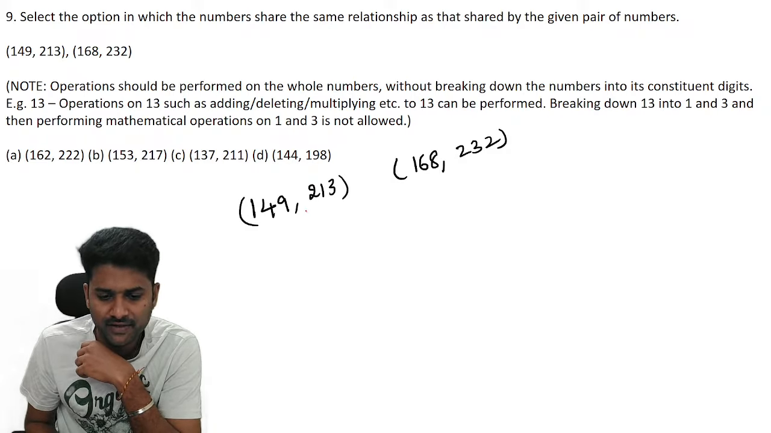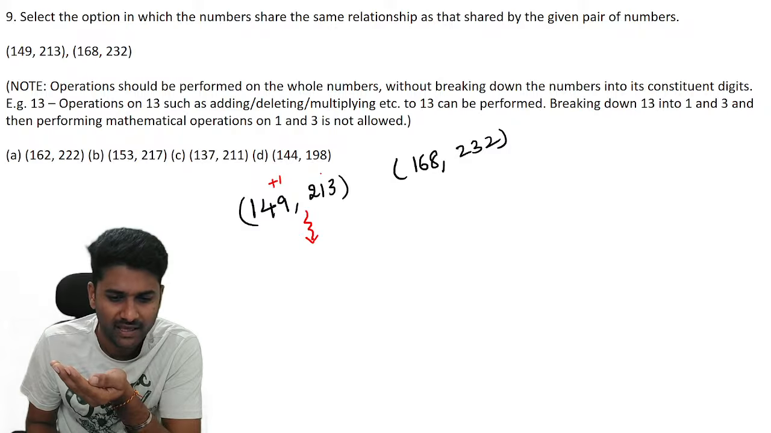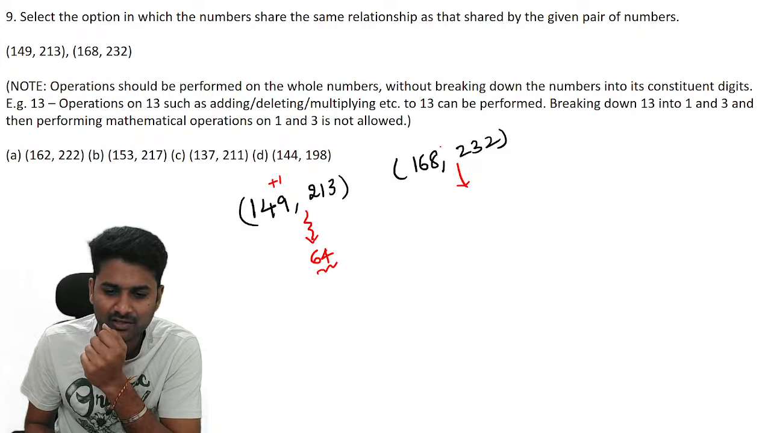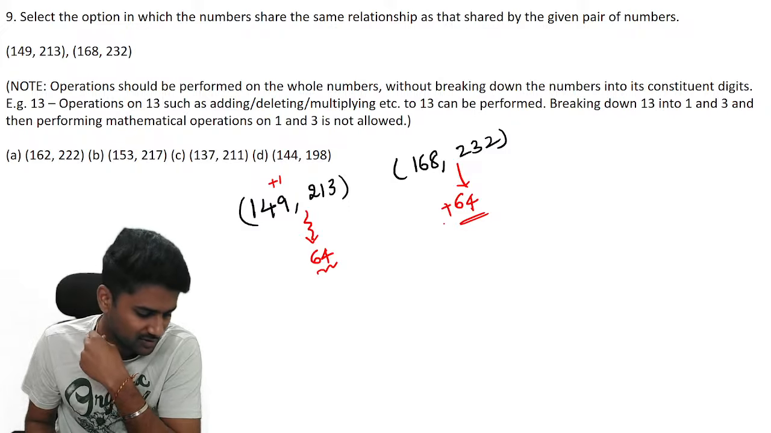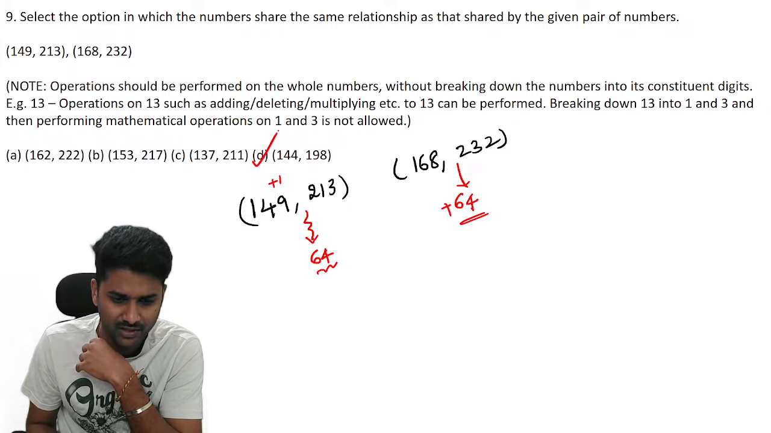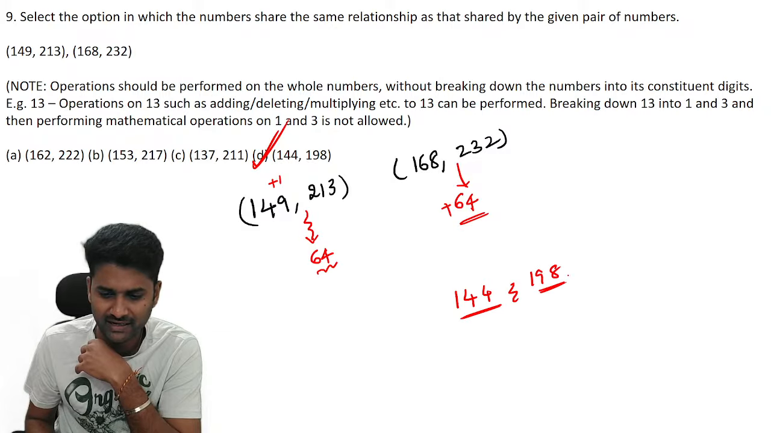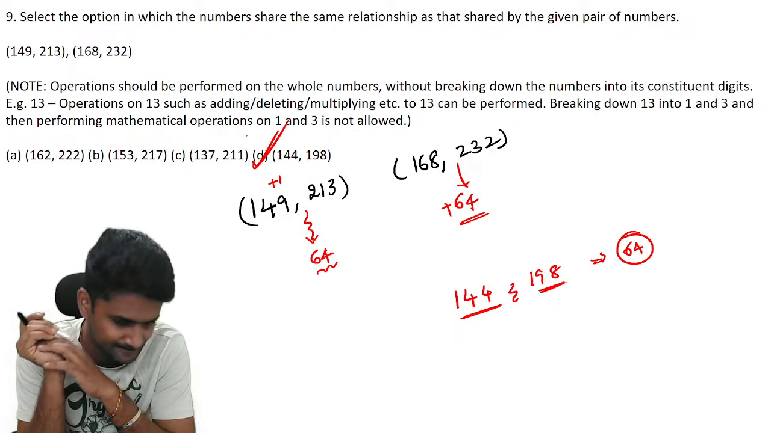Now see here the difference between 149 and 213. See, if you add plus 1 it's 150. Again we have 63 extra. Total difference is 64. Same way 168 means we have 32, 32 plus 32 is 64. And the difference between number to number is same. It's 64. If you go through option D, difference between 144 and 198 is 64. That's why D is the correct answer.